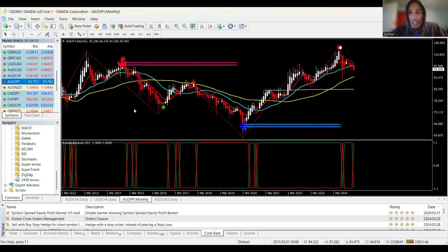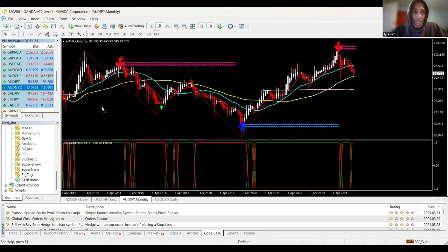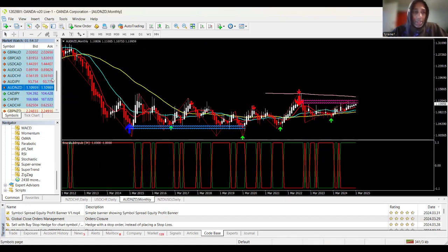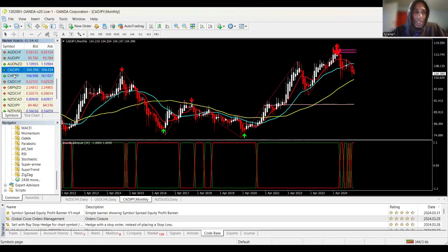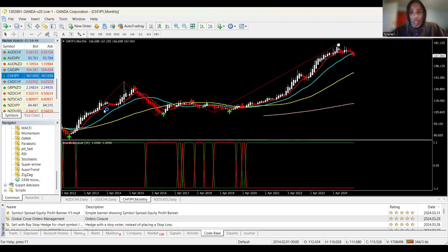Let's look and see if we see anything else. AUDJPY, nah, not really seeing anything else. Now this is interesting.